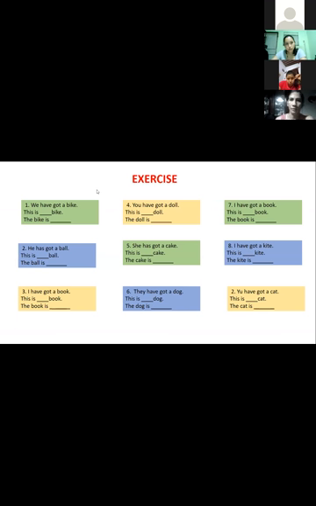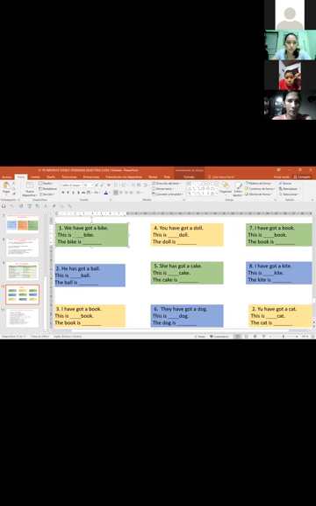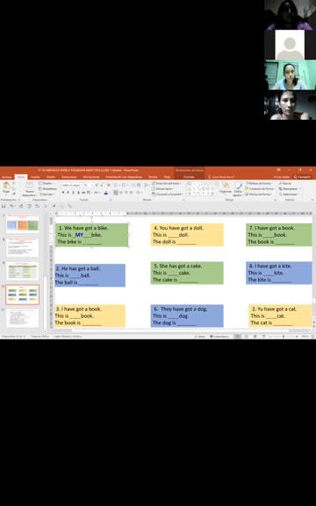We have got a bike. So this bike is, this is, what do you think it should be? ¿Cuál creen ustedes que debe ir ahí? This is my or mine? My, ¿verdad? Está en el medio, ¿verdad? It's in the middle. And it is modifying the noun bike. So, this is my bike. And here, the bike is mine, right? The bike is mine. Okay, perfect. Excellent. So you're identifying very, very good.